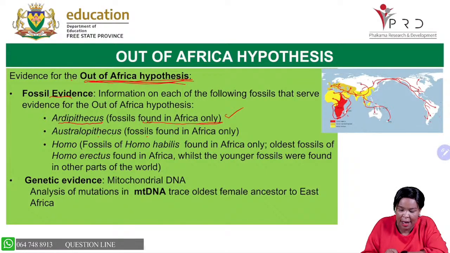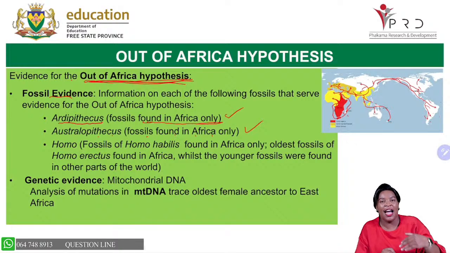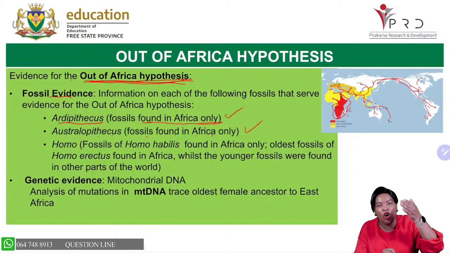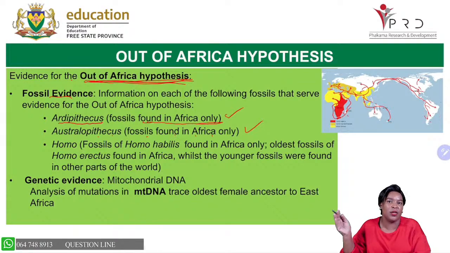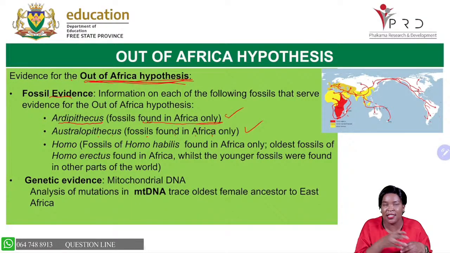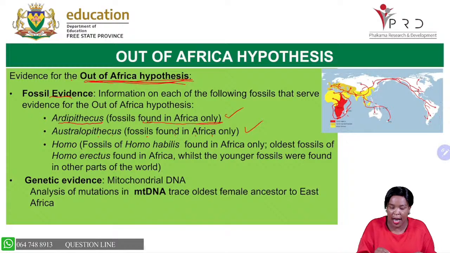Australopithecus fossils are found in Africa only. So Australopithecus came after Ardipithecus, so it's still the oldest ancestor. So if Australopithecus fossils are found in Africa only and nowhere else in the world, that can tell you that the hominid species originated where? In Africa. This is now the out of Africa hypothesis being supported by this statement.